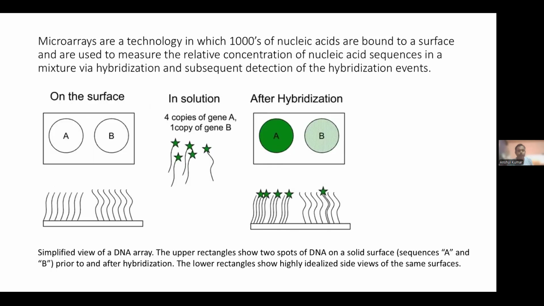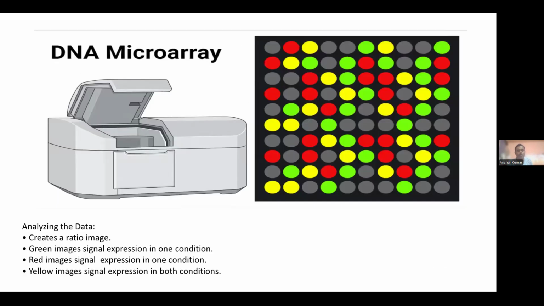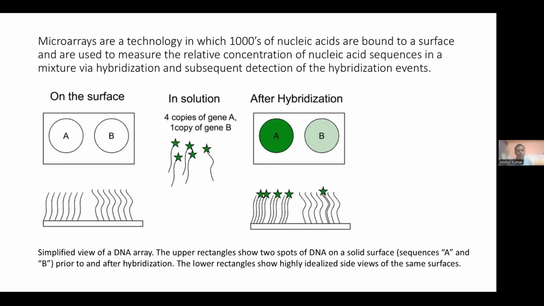You can see here that different color bands are shown, that there are 4 copies of gene A and 1 copy of gene B. So here, if 1 copy is there, it shows blue color. If 4 copies are there, it will show a green color. So based on that, we can easily identify how many copies are present through these gene spots.